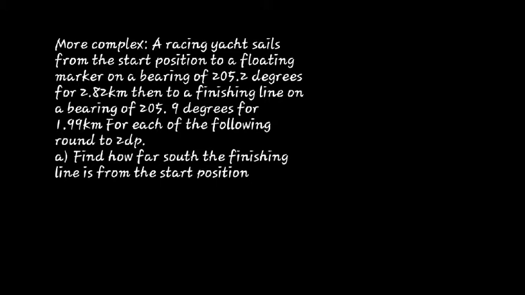A racing yacht sails from the start position to a floating marker on a bearing of 205.2 degrees for 2.82 kilometres, then to a finishing line on a bearing of 205.9 degrees for 101.99 kilometres. For each of the following, round to 2 decimal places. Find how far south the finishing line is from the start position.